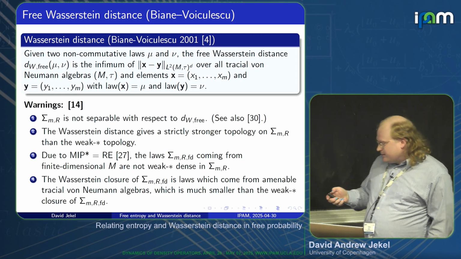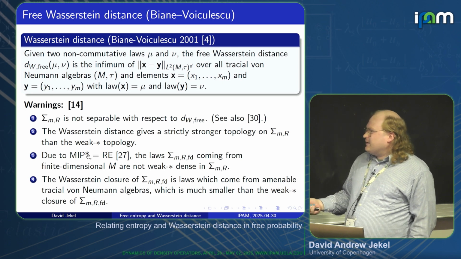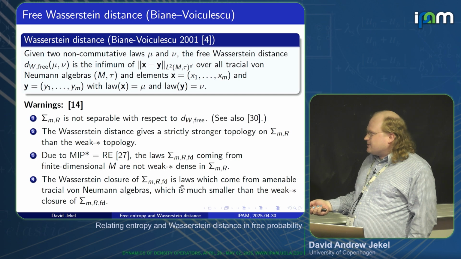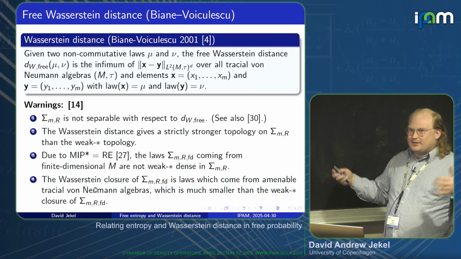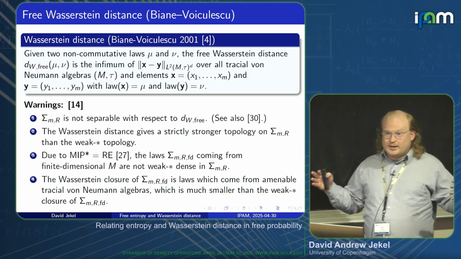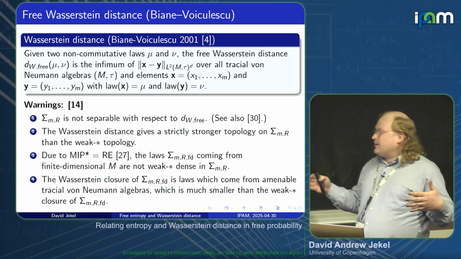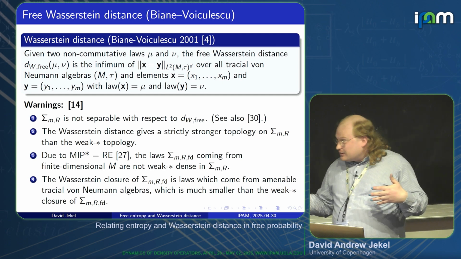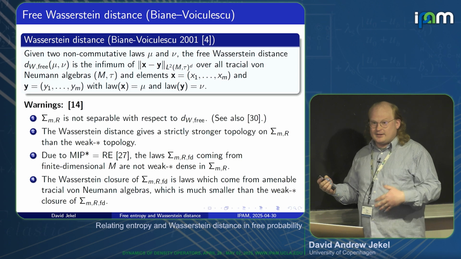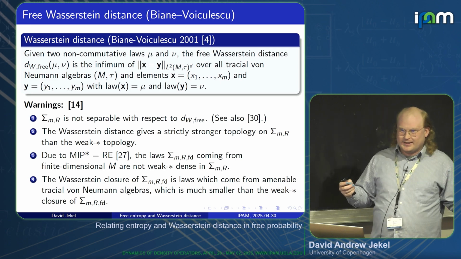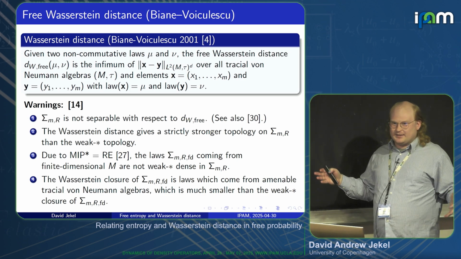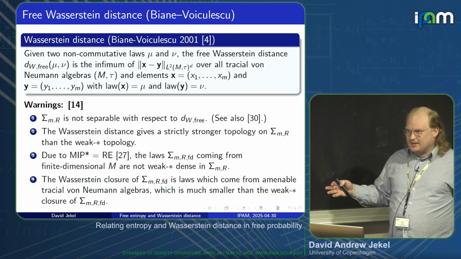Furthermore, suppose now that you just consider laws coming from finite dimensional algebras, and then you want to consider the weak star closure of them. These are the ones that live in so-called Connes-embeddable von Neumann algebras. But you could also consider the Wasserstein closure of these laws that come from finite dimensional algebras, and what you get from that is all the ones that live in amenable von Neumann algebras. If you know about von Neumann algebras, most of them are not amenable. The free group von Neumann algebra is definitely not amenable.